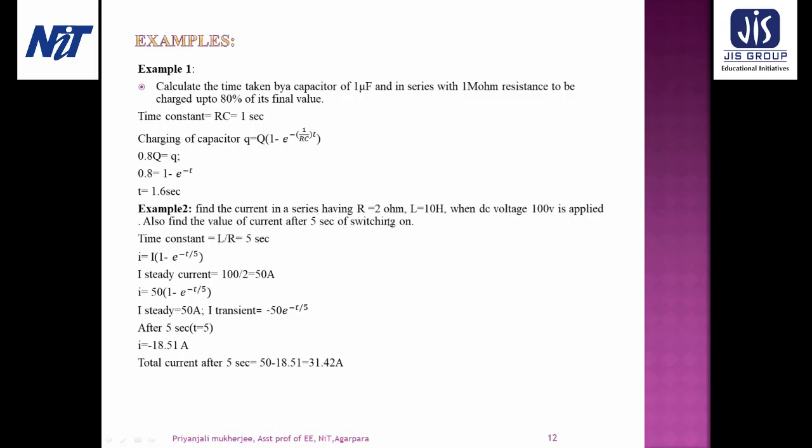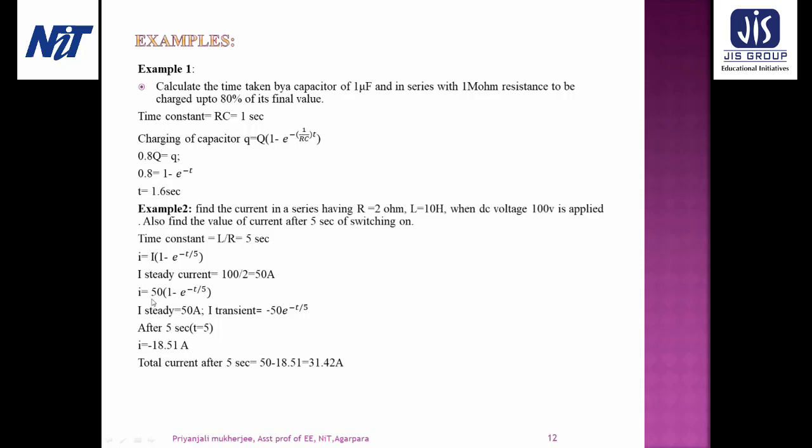Now, for the RL series circuit, the time constant is L by R, so it becomes 5 seconds. The equation is i equal to I into 1 minus e to the power minus t divided by 5, where I is known as the steady state current. Steady state current means V divided by R. V is given as 100 volt and R is 2 ohm, so V by R equal to 50 ampere.